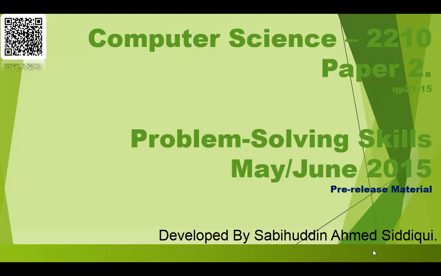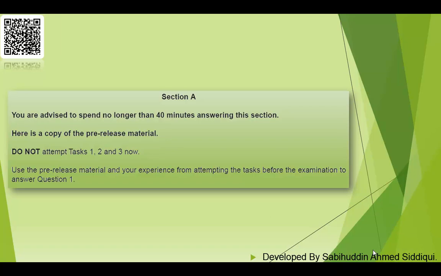Today's topic is Computer Science 2210 Paper 2, Problem Solving Skills on Pre-Release Material. This paper consists of three tasks, task 1, task 2 and task 3, with two sections, section A and section B. In section A, you are advised to spend no longer than 40 minutes answering this section.